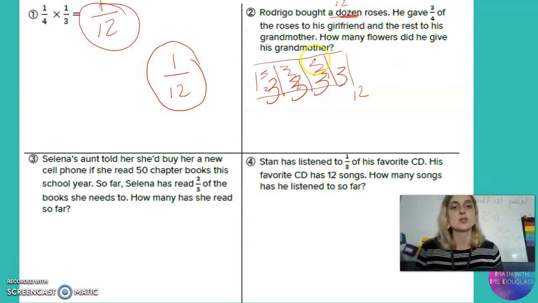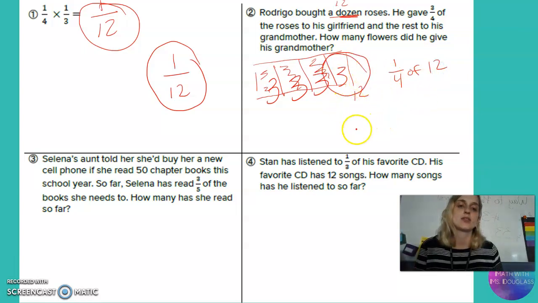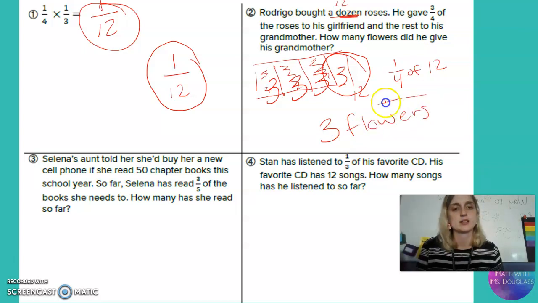How many flowers did he give to his grandmother? He gave 1/4 of the flowers. 1/4 of 12 is this bit. He gave 3 flowers to grandma. 3 flowers, or you can say 3 roses.